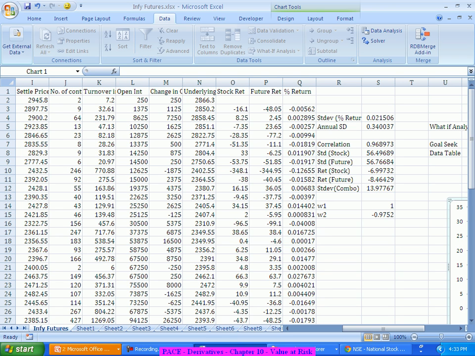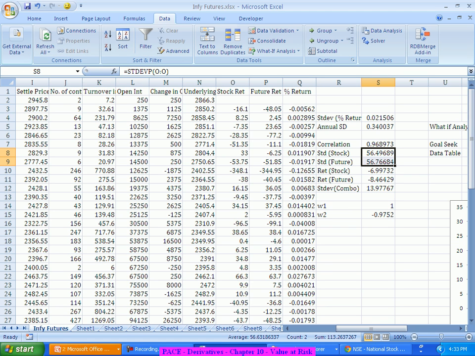Right. So let's say here, this is yesterday, whatever we have computed. The standard deviations were initially 56 and the returns were something like this. And then we talked about the combo and the VAR.